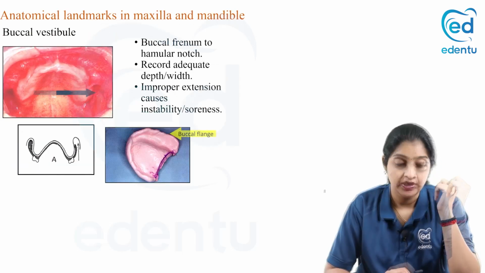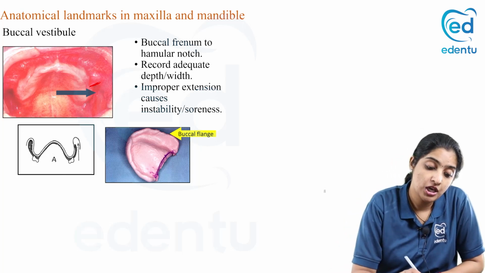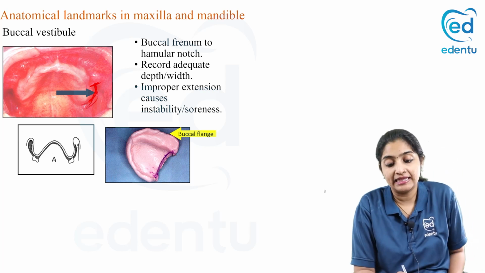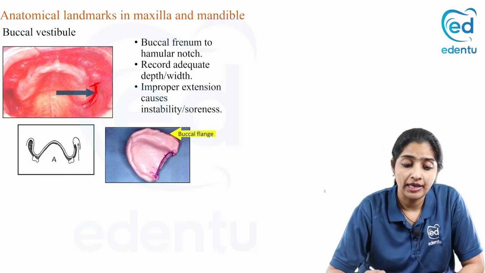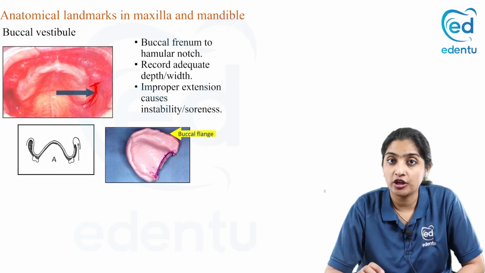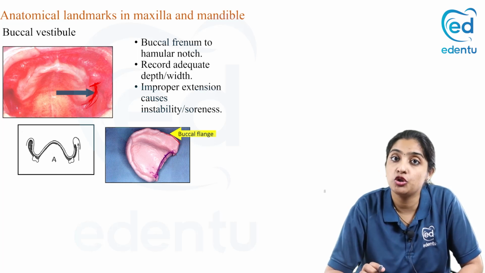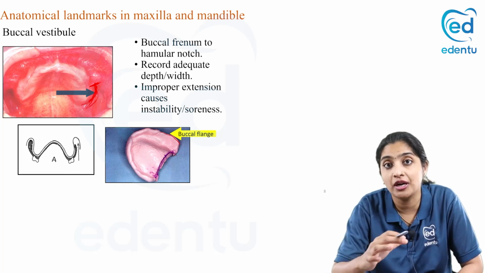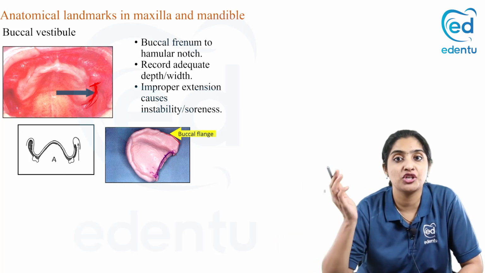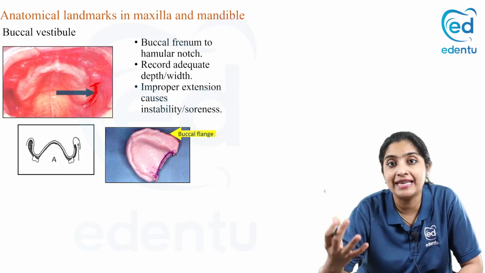Coming to the buccal vestibule, it extends from the buccal frenum to the hamular notch. Okay, so this is your buccal vestibule. In the denture or the impression, it is shown as the buccal flange area. Again, this also has to be recorded with proper depth and width. This is the reason why, when you do a border molding, you would record both the width and the depth of the border molding. And it is preserved till the denture fabrication by pouring the cast after doing beading and boxing procedure.